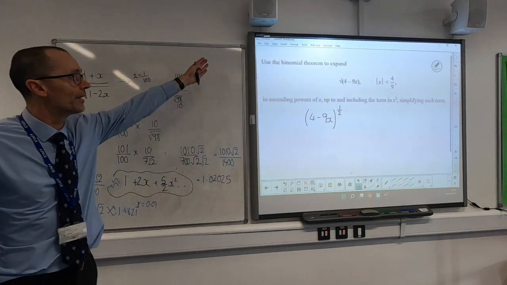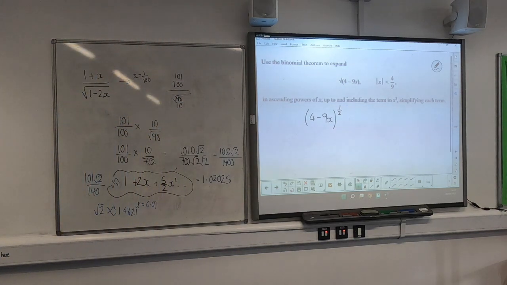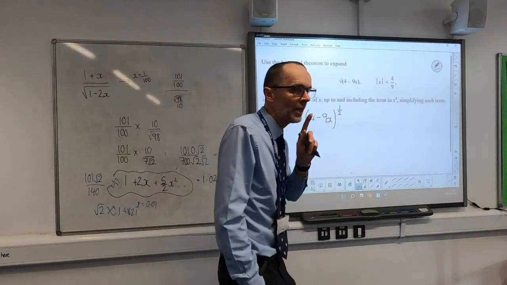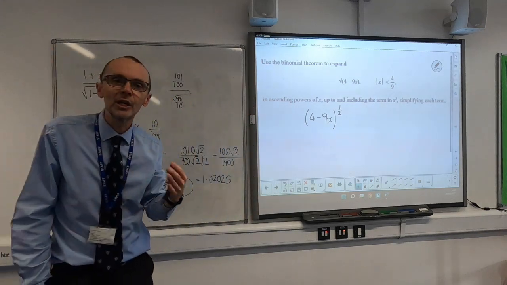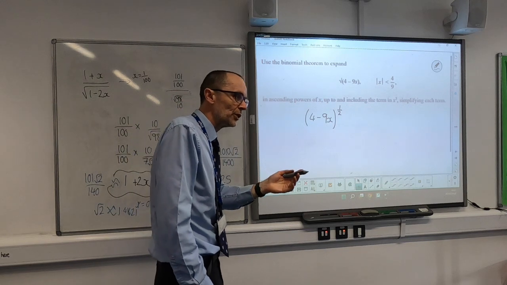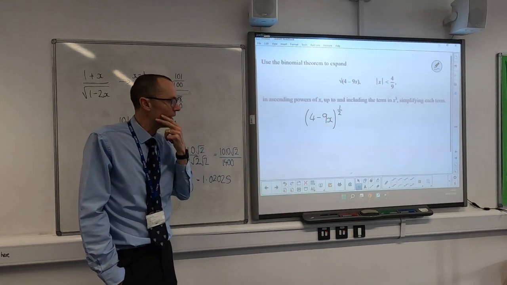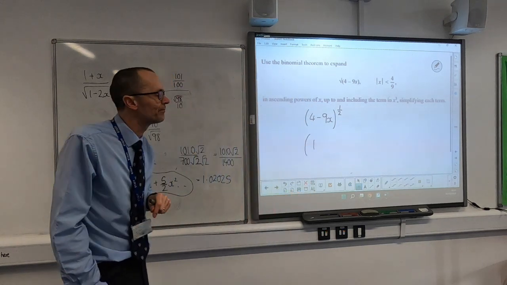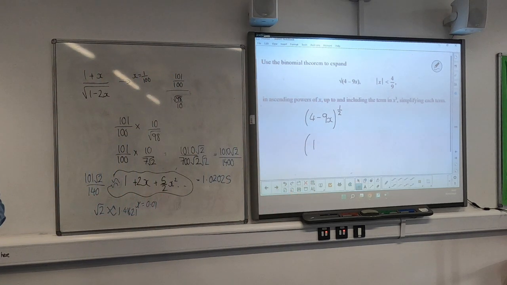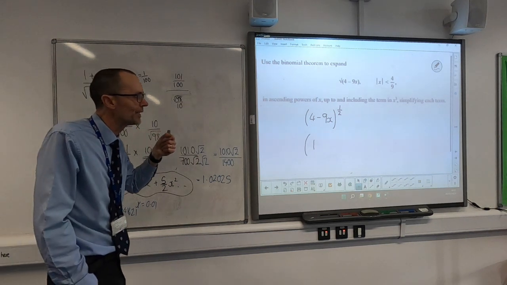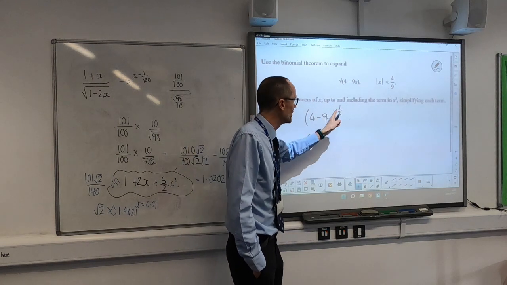Again, they are being nice and telling us to use the binomial expansion. 4 terms this time. But I mustn't leap in because I don't have a 1. So what I need to do is factorise to turn it into a 1. And in order to do that, I have to pull a 4 out. But of course, it's not a 4, is it? This is something to the power of a half.